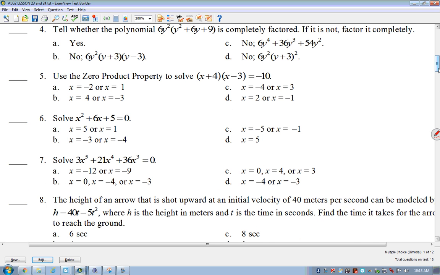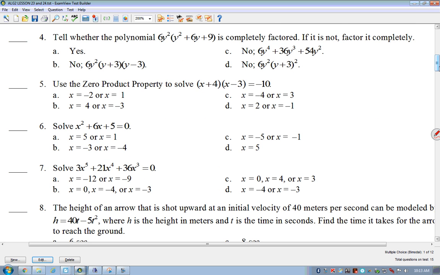All right, let's look at number 4. Tell whether the polynomial 6y squared times y squared plus 6y plus 9 is completely factored. If it's not, we want to factor it completely. Can that be broken down any further? Yes.